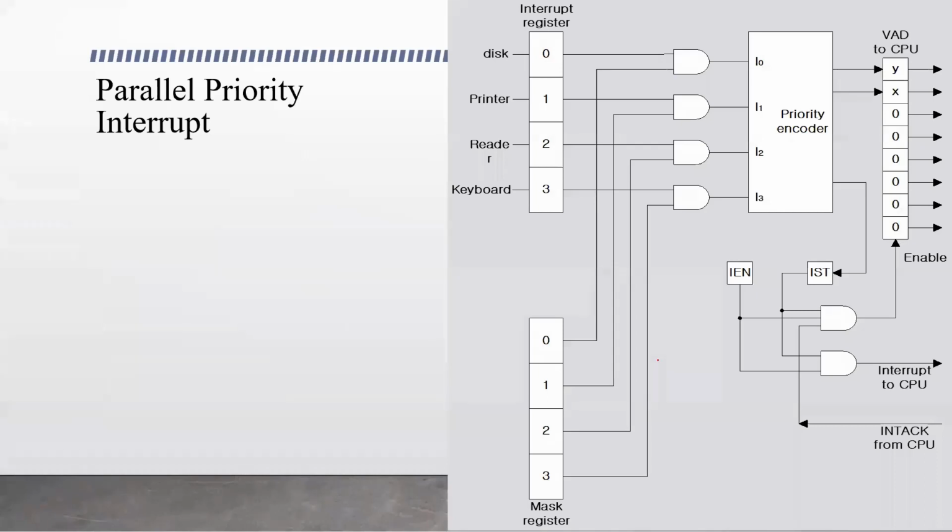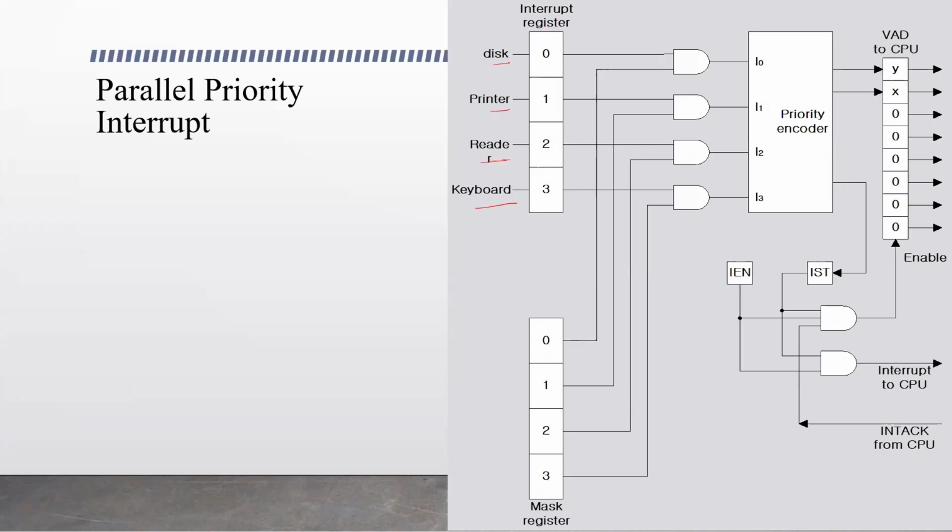And the second method that uses hardware for establishing priority is parallel priority interrupt. This method uses a register whose bits are set by the interrupt signal from each device. Here, if you see, there are 4 devices connected: a magnetic disk, printer, reader, and keyboard.